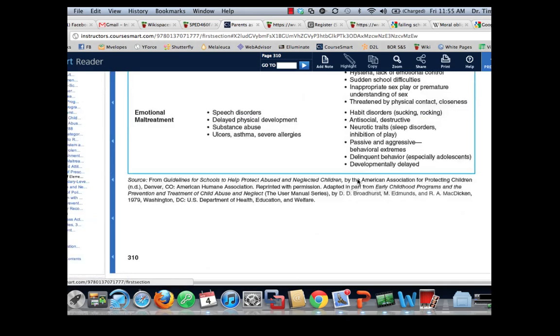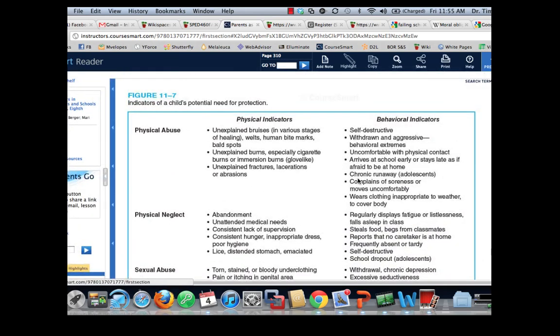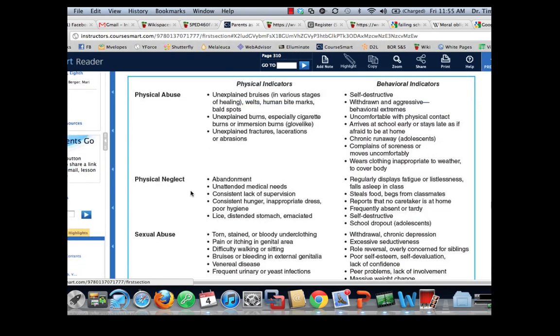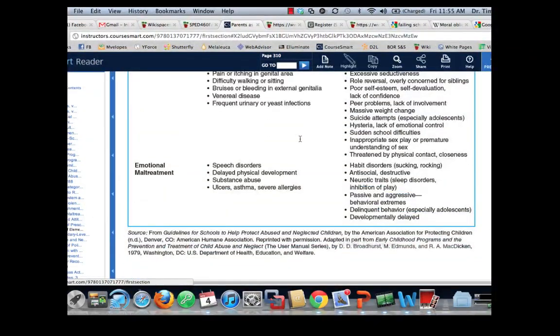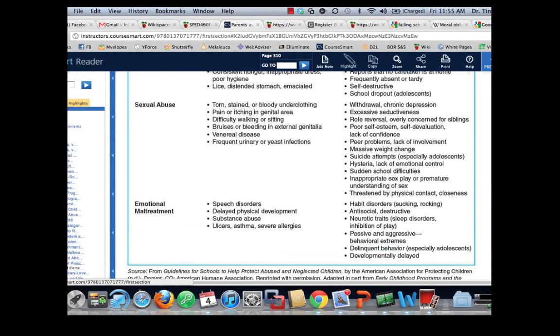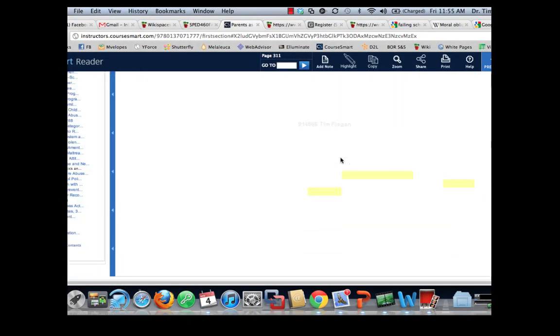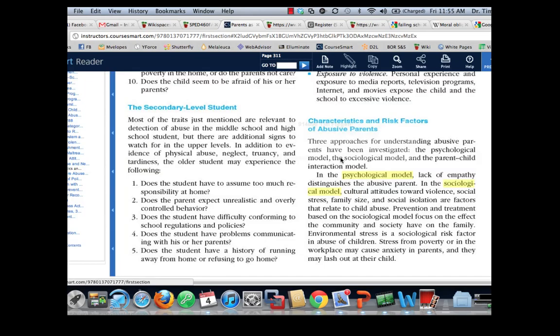And it's not, I'm going to give you this, I'm going to clip this and ask you to put this on a page by itself. And it just takes you through these different ones. And it'll be a resource for parents, but it'll be a resource for you. Okay. And it even goes on to the secondary level student. Student assumes too much responsibility at home.